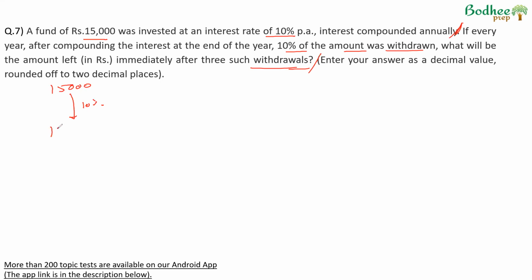So this becomes 16,500. From this, 10% is withdrawn. 10% of this will simply be 1650. Just remove one zero and subtract. This becomes 14,850.